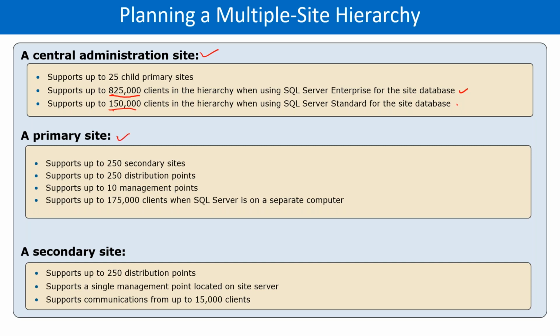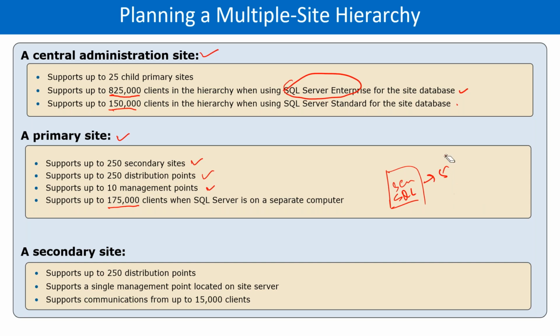Primary site can manage up to 250. Secondary site 250. Distribution point 10, management point, and it supports 175 client computers. If the SQL Server is on a separate server, with SCCM and the database on separate servers, that should be SQL Enterprise. If you put SQL on the same server, then only 50,000.